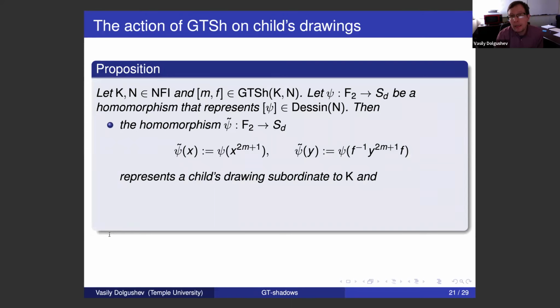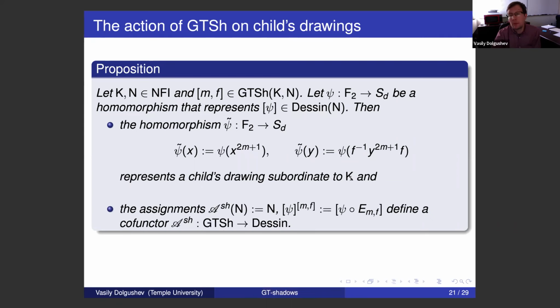So now I can act. Let's say that I have K and N, two elements of my poset, and a GT shadow from K to N, a morphism from K to N. And let's say that psi is a homomorphism that represents a child's drawing subordinate to N. Then this new homomorphism represents a child's drawing subordinate to K. And this assignment defines a contravariant functor, simply a cofunctor, from the groupoid of GT shadows to this category, the sum.